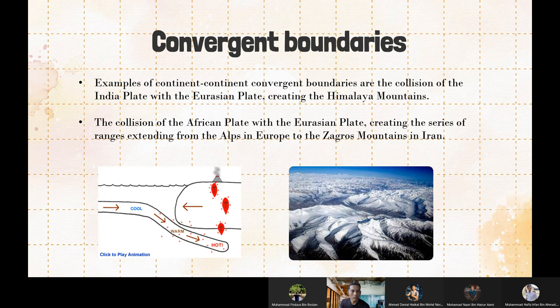At convergent plate boundaries, oceanic crust is often forced down into the mantle where it begins to melt. Magma rises into and through the other plate, solidifying into granite, the rock that makes up the continents.